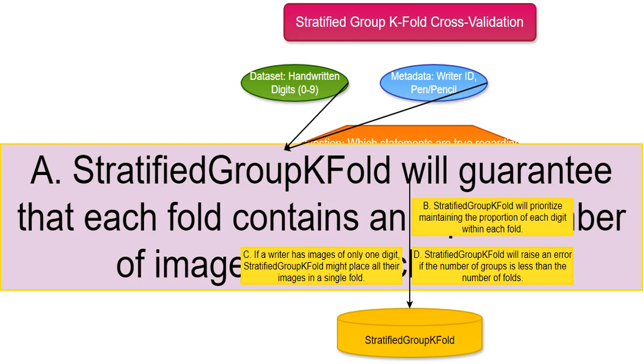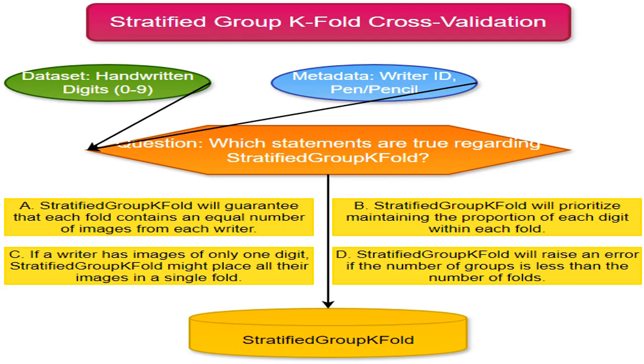Because StratifiedGroupKFold keeps all a writer's images together, if a person only wrote one type of digit, e.g., only wrote 7s, all those images would be in the same split. This is a feature, not a bug. This refers to the problem statement in the context. This is the overall method I'll be using for my machine learning problem. It's a type of cross-validation that involves splitting the data into K-folds, groups, while keeping the proportion of different digits the same across different folds and keeping data from the same writer together.